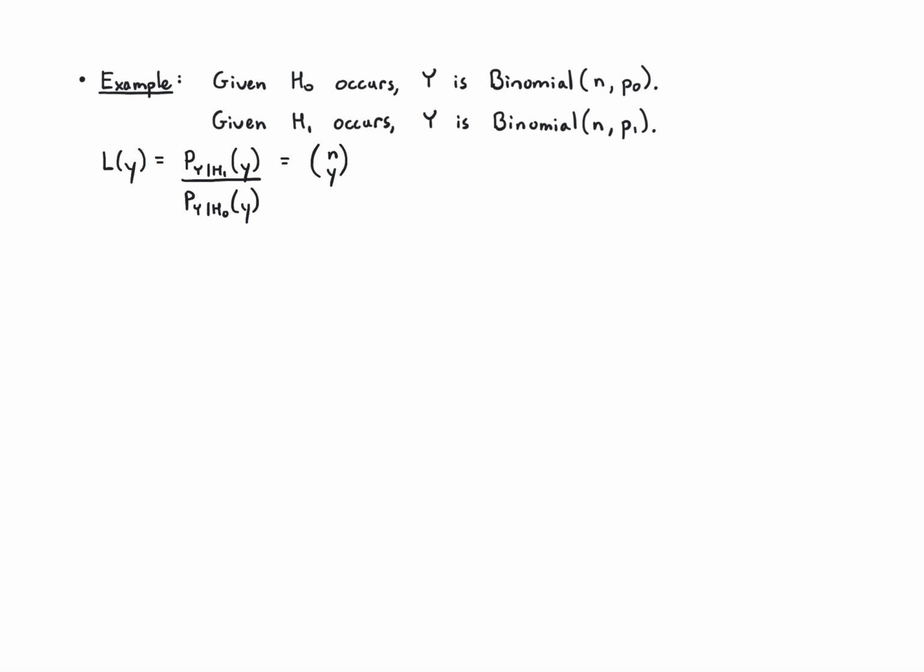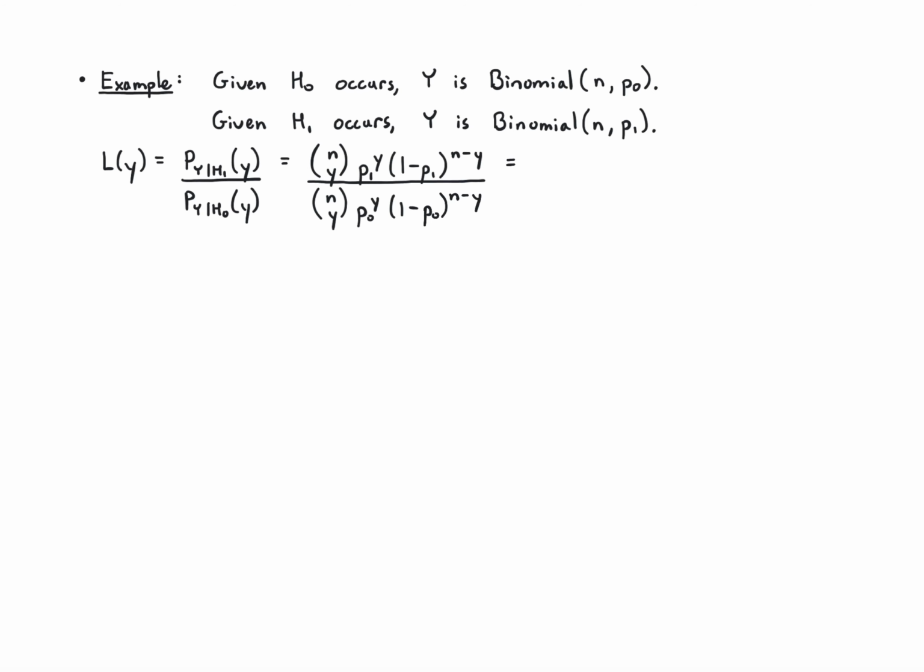It's n choose y times p1 to the y times 1 minus p1 to the n minus y, over n choose y times p0 to the y times 1 minus p0 to the n minus y. So I just worked out the form of the binomial PMF in both cases, and I took the ratio. One nice thing about the likelihood ratio is often terms will cancel out. Here I'll see that n choose y is going to cancel out.